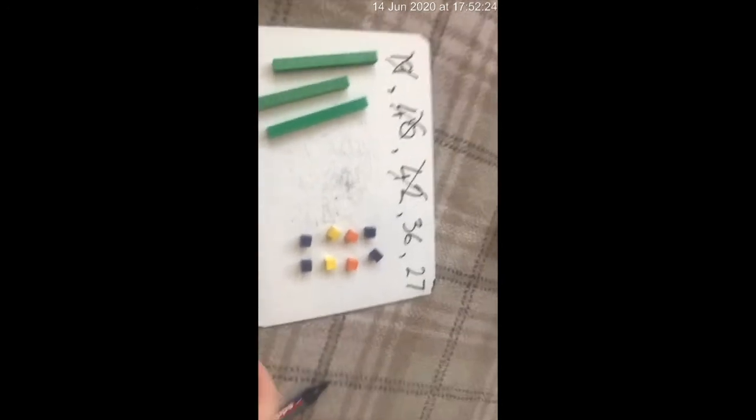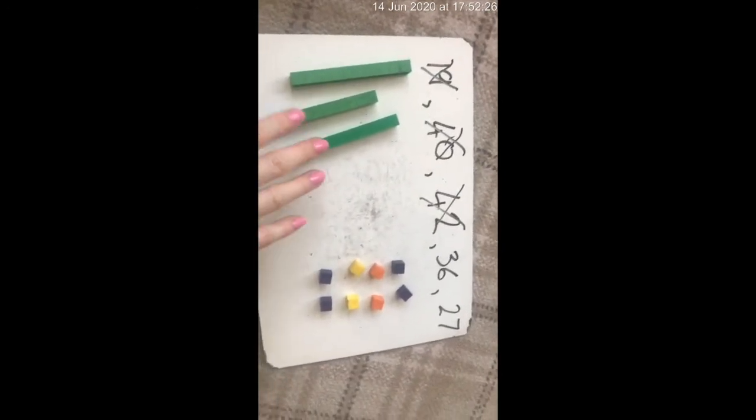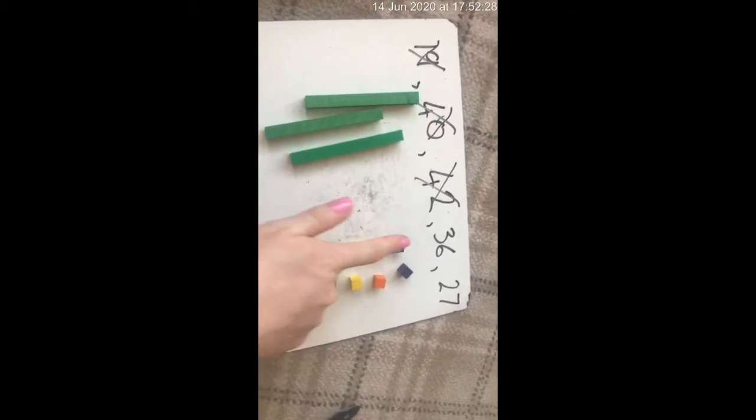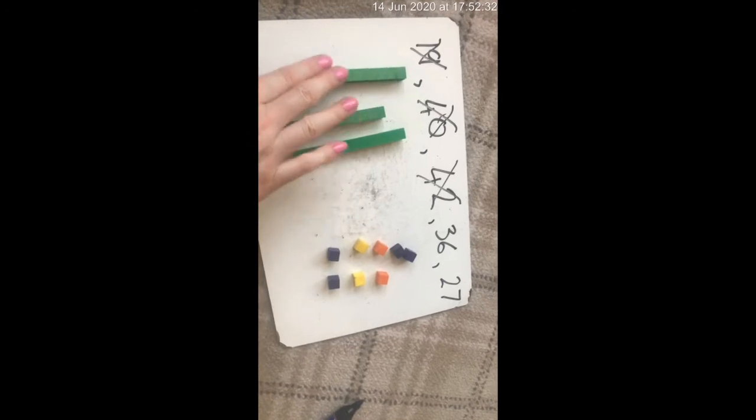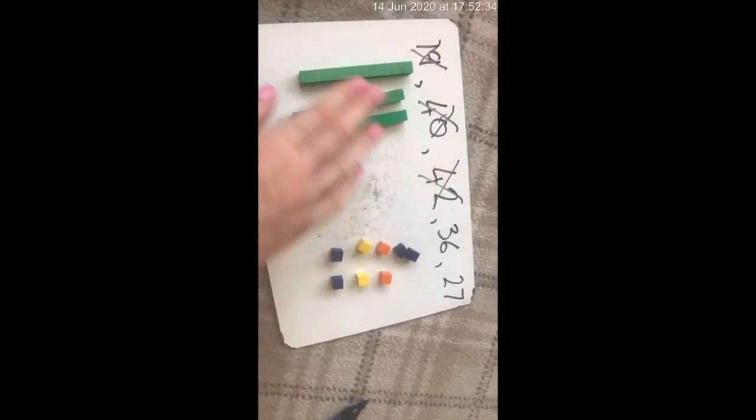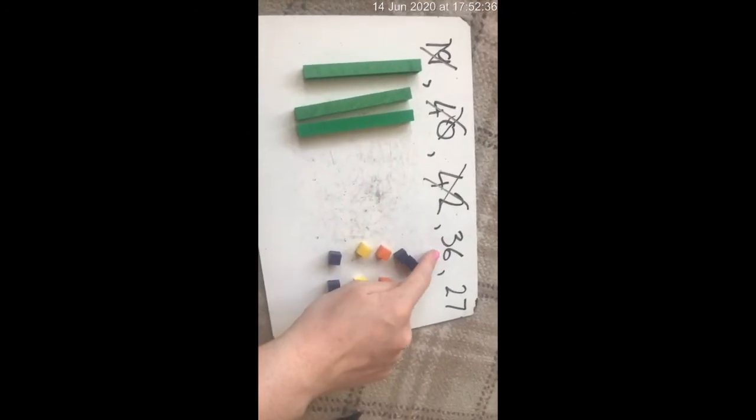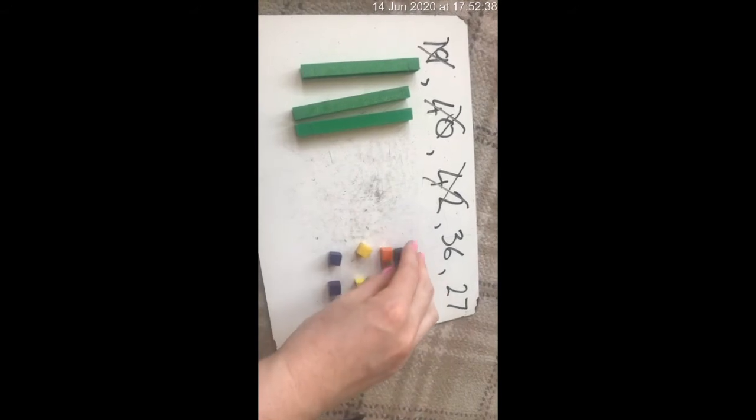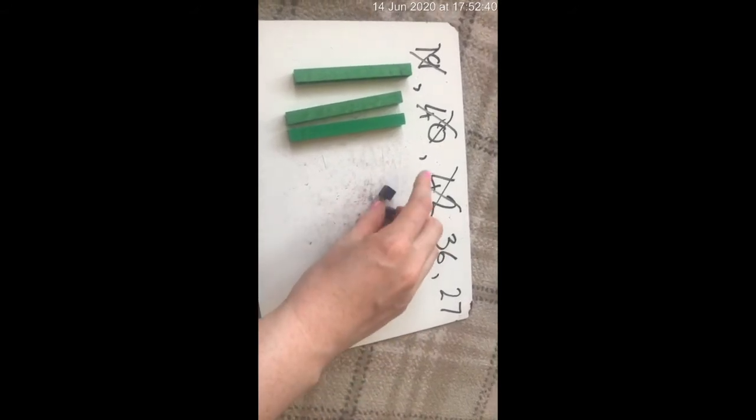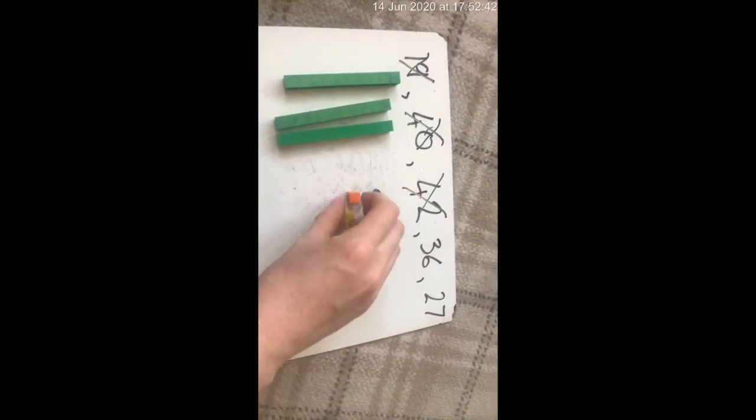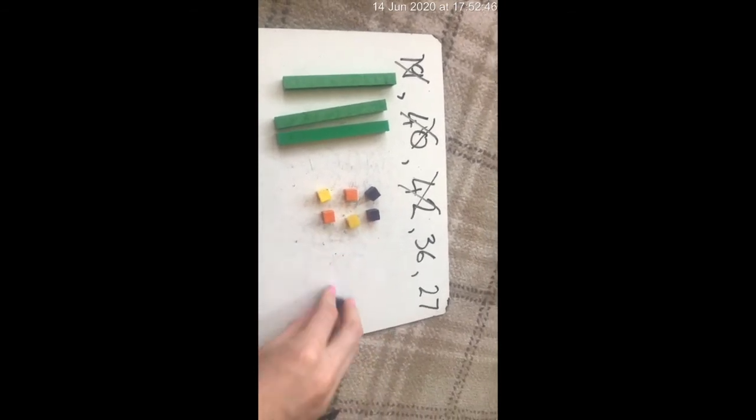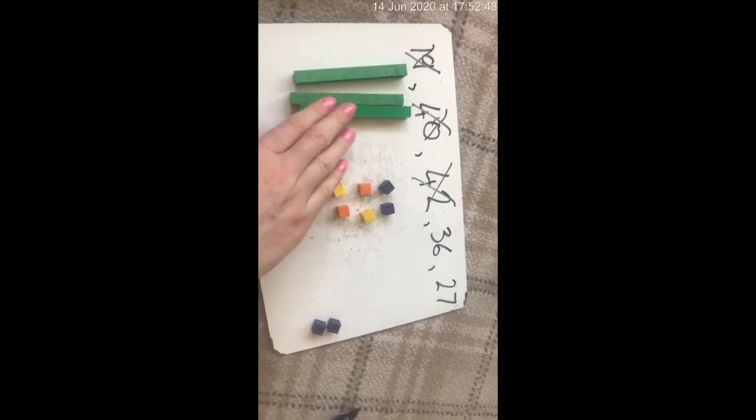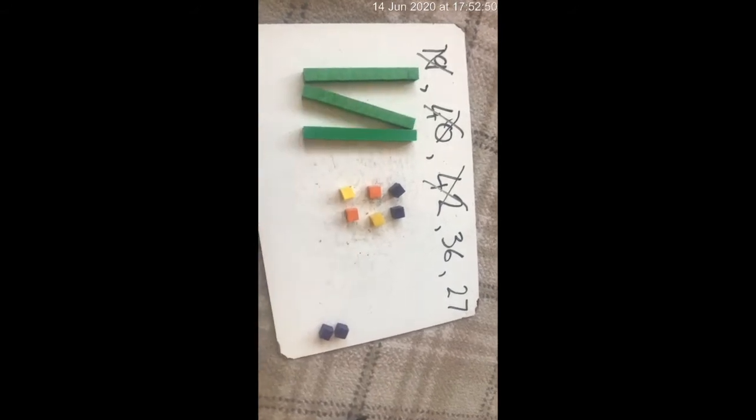What about 36? Now, I might be able to do this one. 36. How many tens do I have in 36? 3, 10, 20, 30. Lovely. And how many ones? Got 6 ones in there. So have I got enough? 1, 2, 3, 4, 5, 6. Lovely. So I can make 36 with my equipment here.